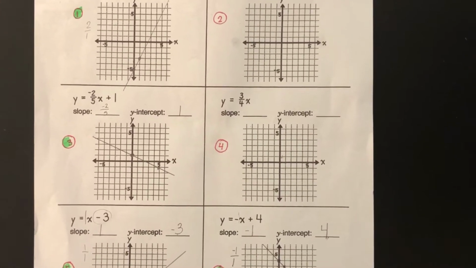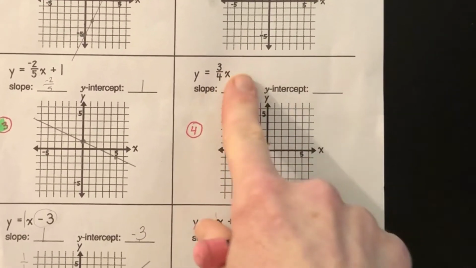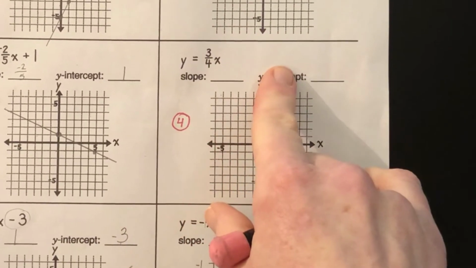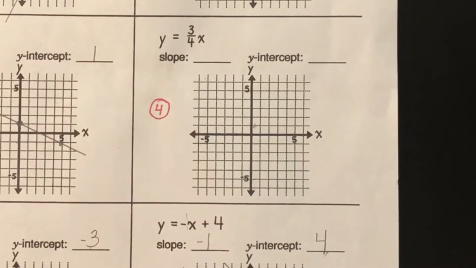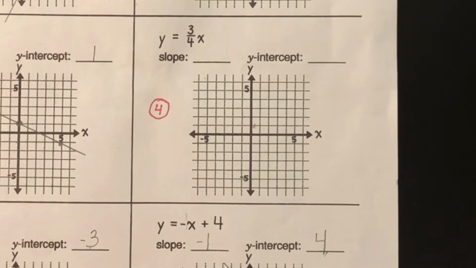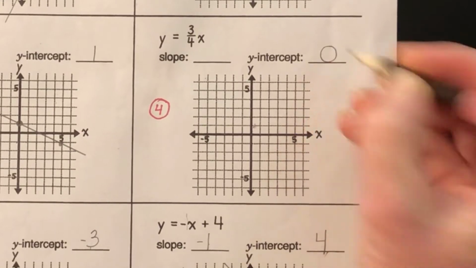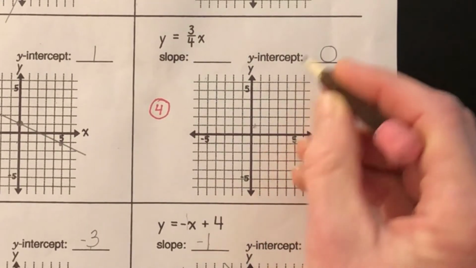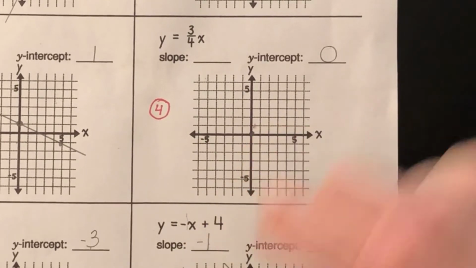On number 4, notice there's no coefficient, there's no constant. If there's no constant, there's nothing at all. Well, what number means nothing? 0. So your y-intercept is 0. And when you go to plot that, it's going to be right there. That's the 0 on the y-line.